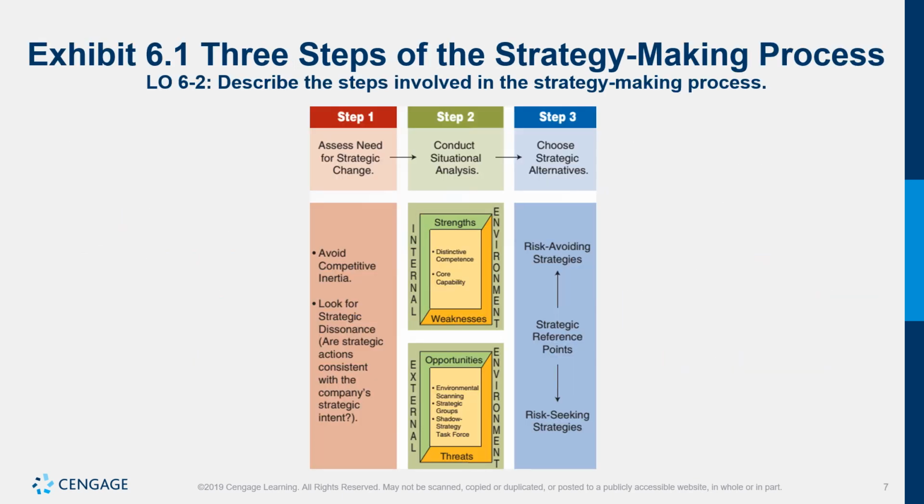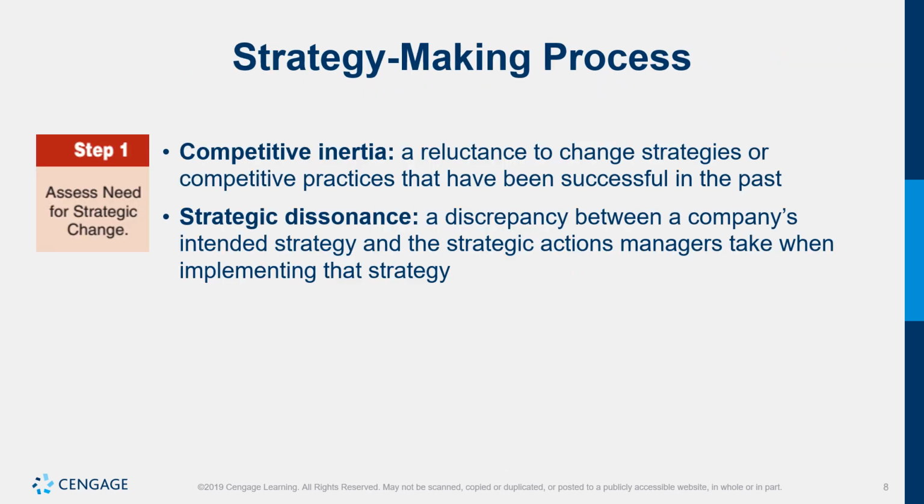To create sustainable competitive advantage, a company must have a strategy. The first step in creating a strategy is determining the need for strategic change. There's a great deal of uncertainty in strategic business environments. Top-level managers are often slow to see the need for change.